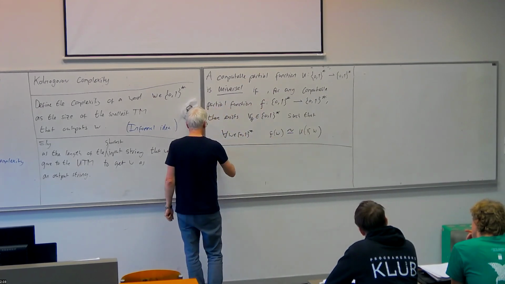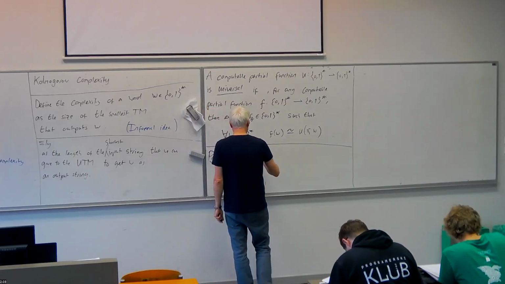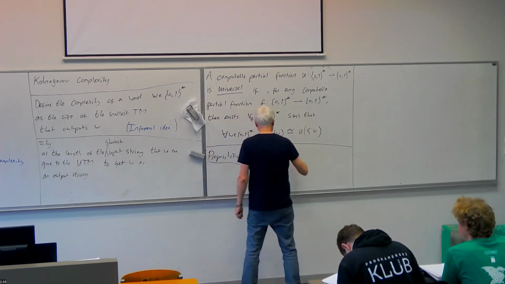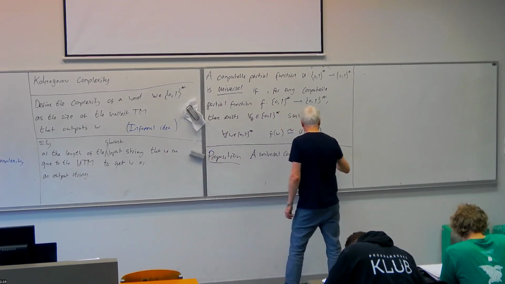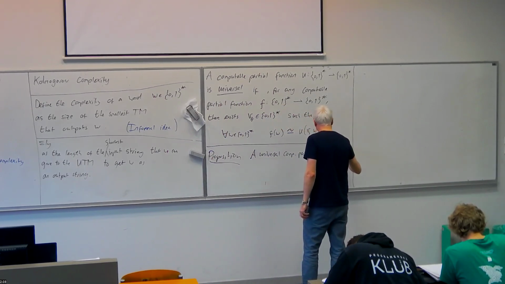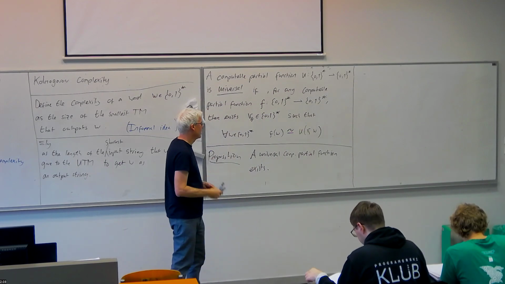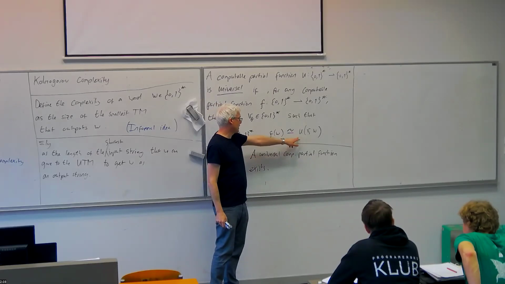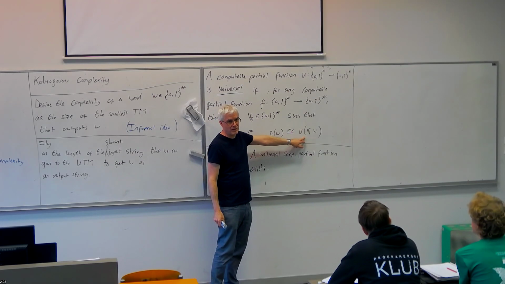And a proposition that I'm not going to prove is that a universal computable partial function exists. We're not going to write out a proof of this, but how do we show it? Basically, this is going to be the function computed by a universal Turing machine.